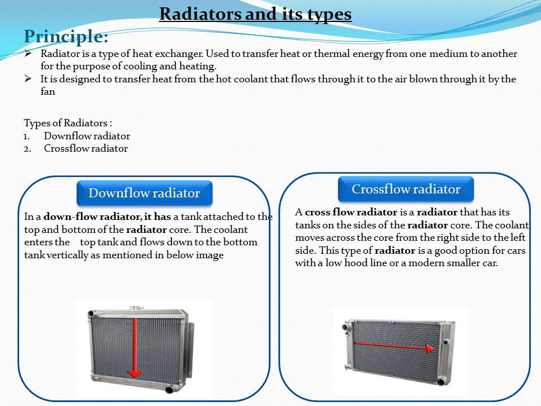Now the cross-flow radiator is a radiator that has its tanks on the sides of the radiator core. The coolant moves across the core from the right side to the left side, that is, in the horizontal direction. This type of radiator is a good option for cars with a low hood line or a modern smaller car.